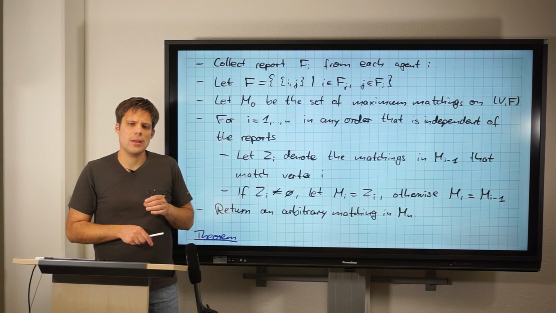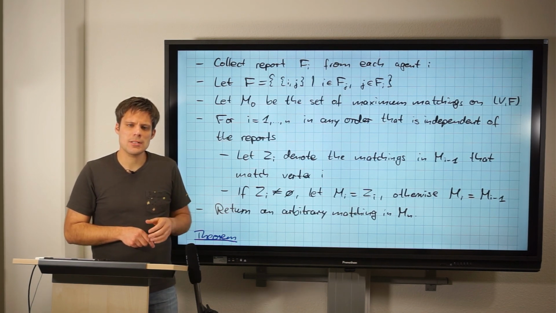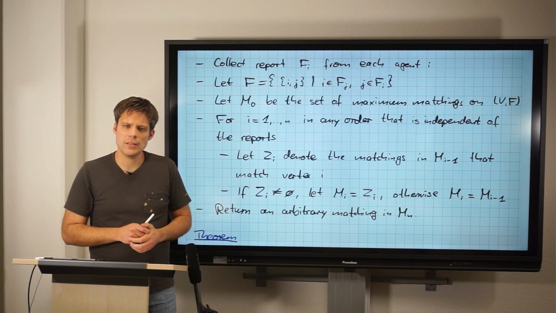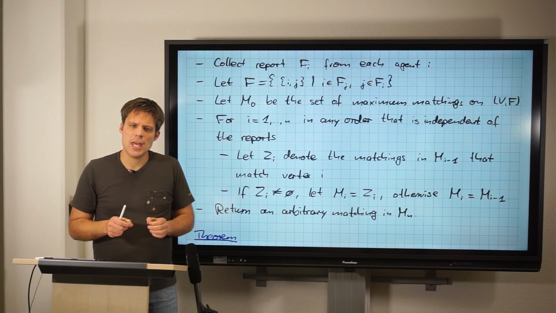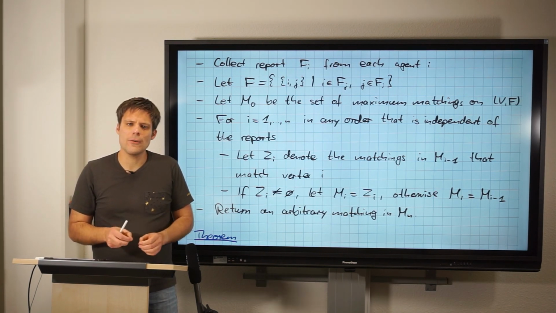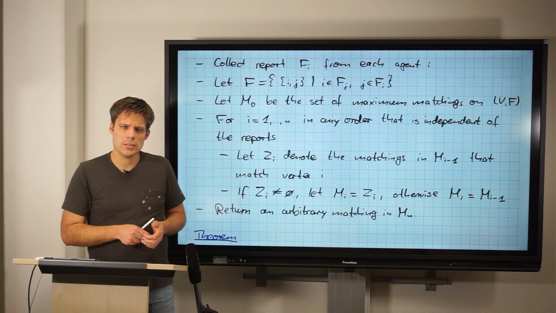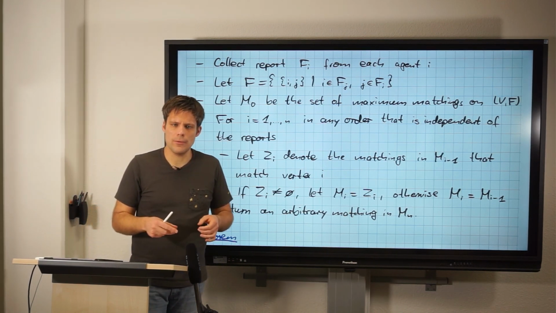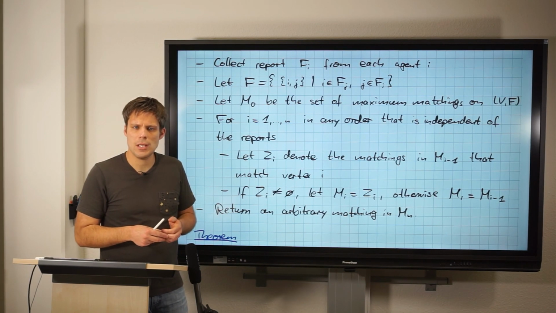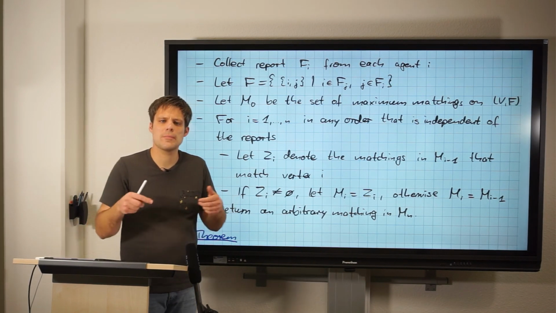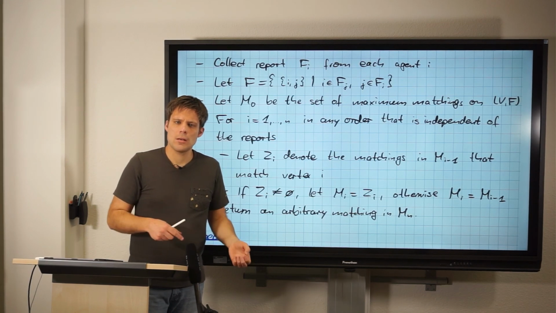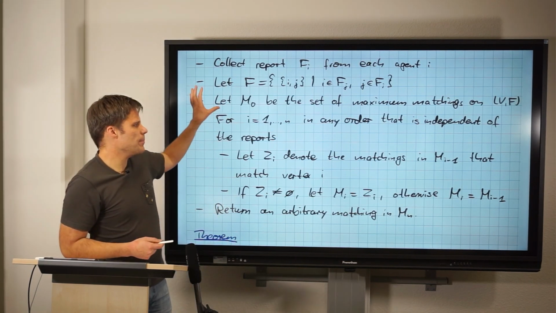So these are the matchings of maximum cardinality. And one thing that might happen is that suddenly more matches can be made if you're reporting more edges. But this is great, because then you are involved in every maximum matching. Why that? Because if you weren't involved in such a maximum matching, then this matching could have been made before.